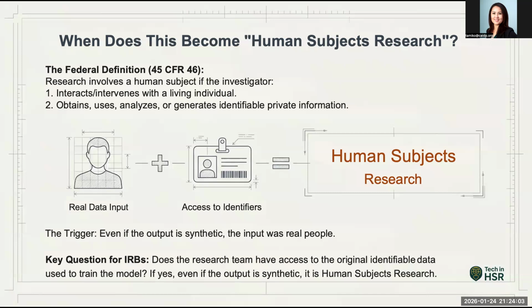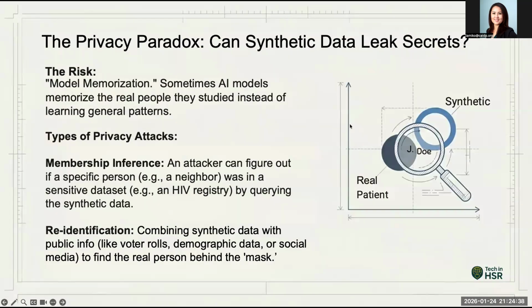If yes, then you'll have human subjects. And the trigger is not the output, right? It's not the output of the synthetic data. It was the input of the real people. So we cannot just automatically determine something is synthetic or fake or de-identified just because they said it's synthetic data. The ambiguity is where privacy and re-identification risk have to be examined. That is the IRB's role, and that's exactly what we're going to explore next.